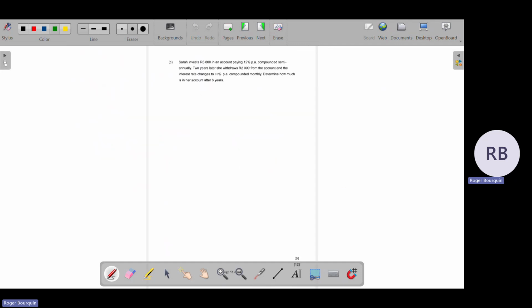Okay. So the next one. It says, Sarah, I would draw a timeline, right? Sarah invests 1,600 Rand in an account. And a lot of you got this right, but your method and the struggle is when it's more complicated. So I would have a look at this even if you got 4 marks. So at T0, she invests 6,800, right? 2 years later, so I would write the minus, she withdraws 2,000. How much is in your account after 6 years is the question.